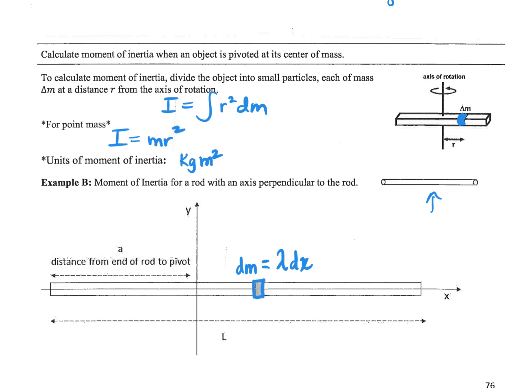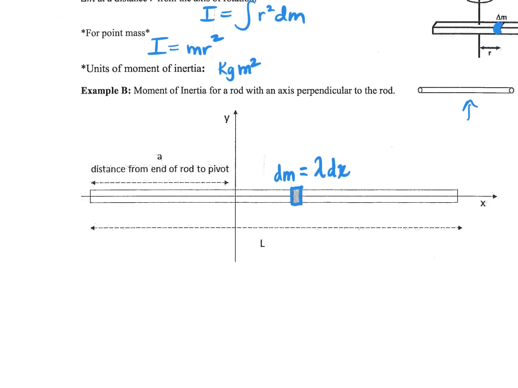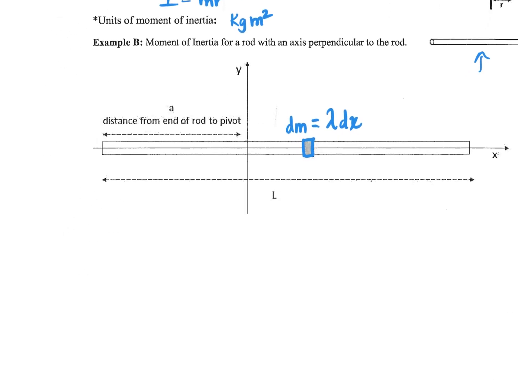The distance from the end of the rod to the pivot is a. Okay? And the entire length of the rod is L. Is everybody seeing that? We take our little slices, we make our little slice. All right, so now what? Now you got to figure out where this is. The center, X and Y, is here.